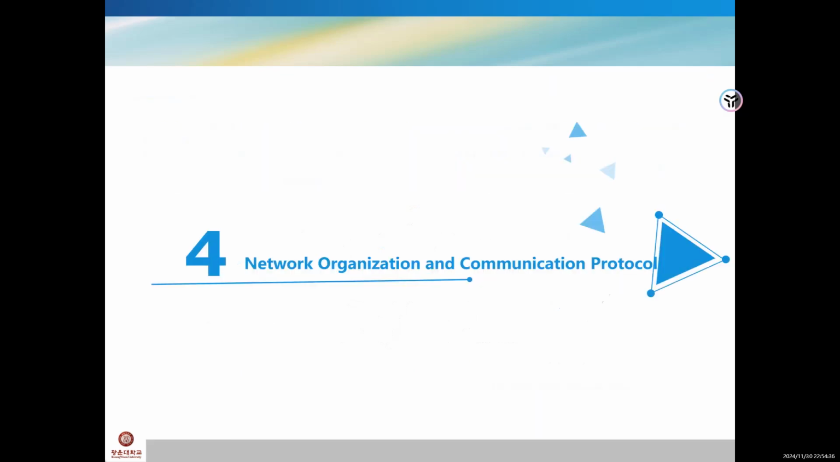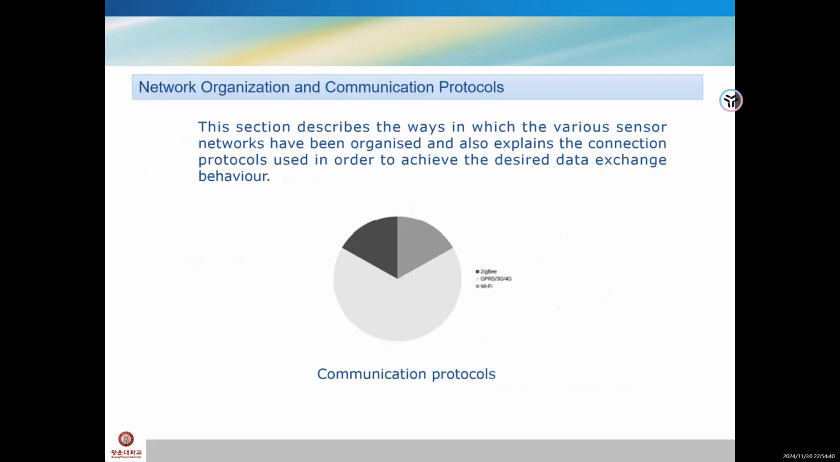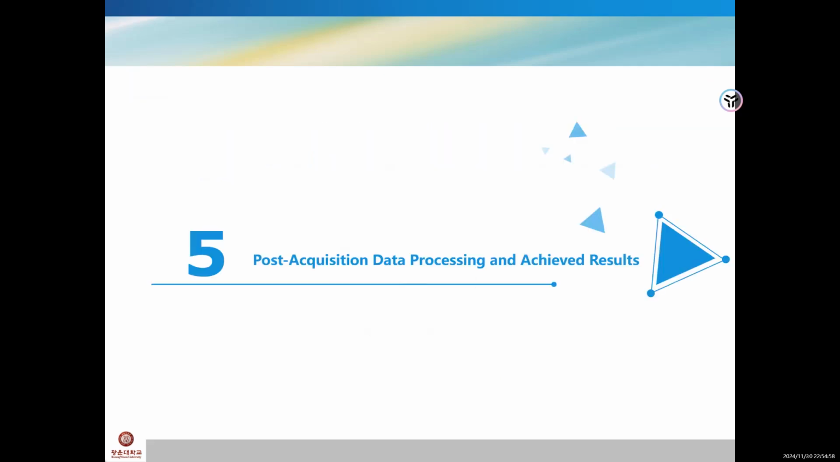Title 4, Network Organization and Communication Protocol. This section describes the way in which the various sensor networks have been organized and also explains the connection protocols used in order to achieve the desired data exchange behavior.